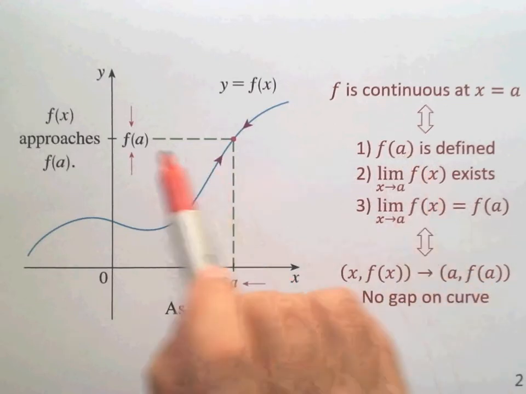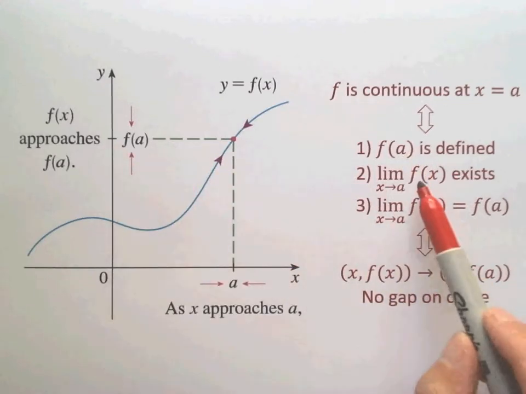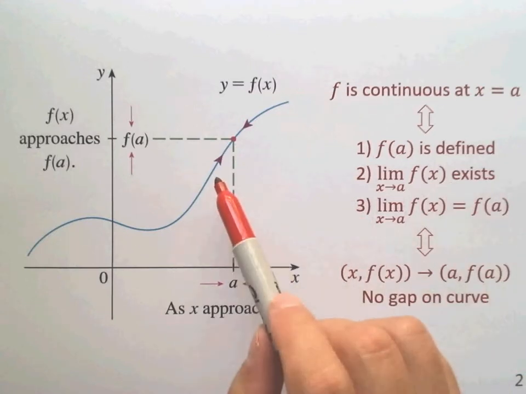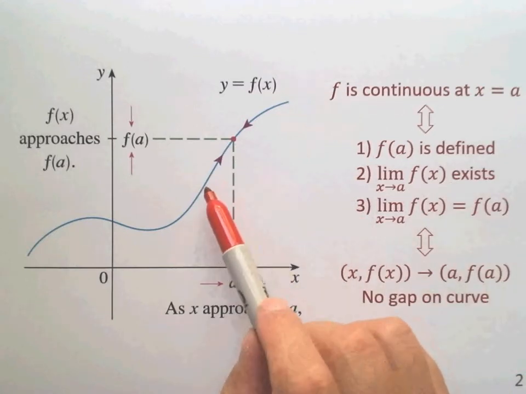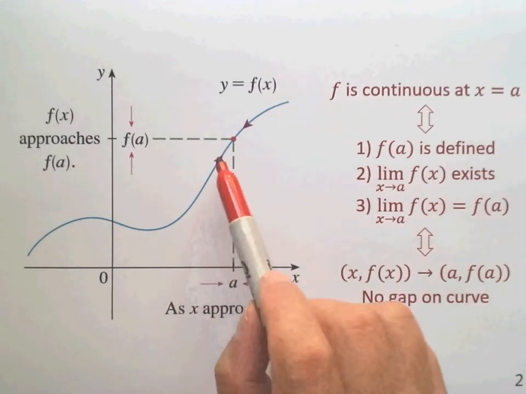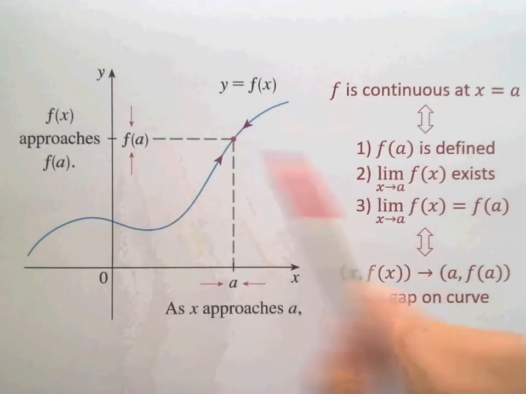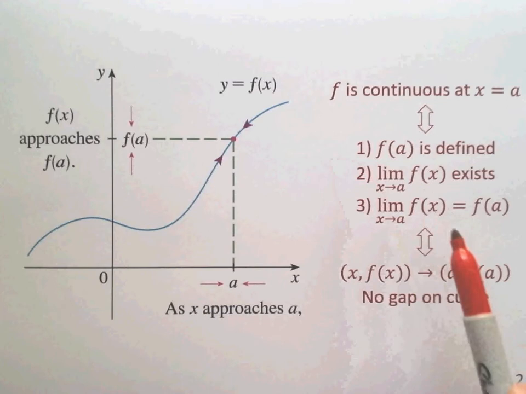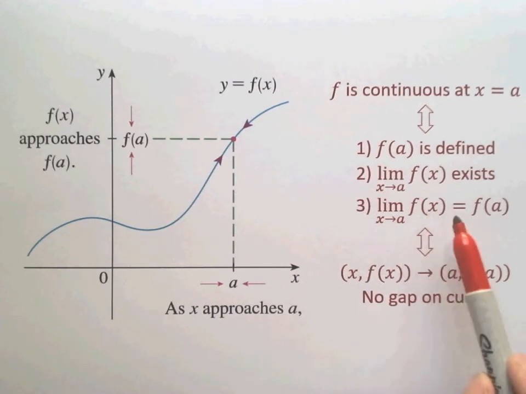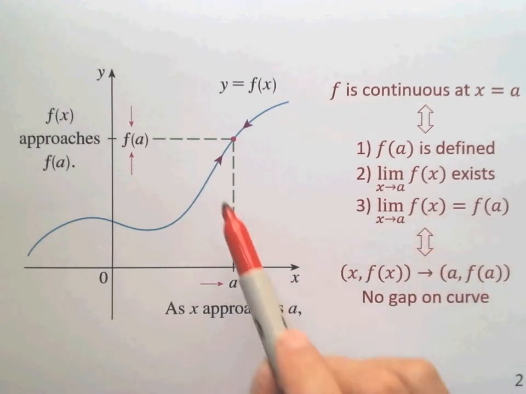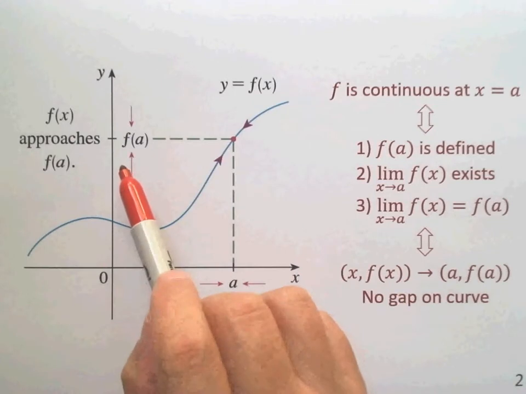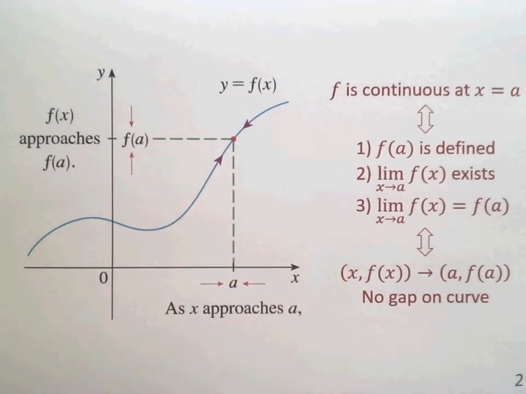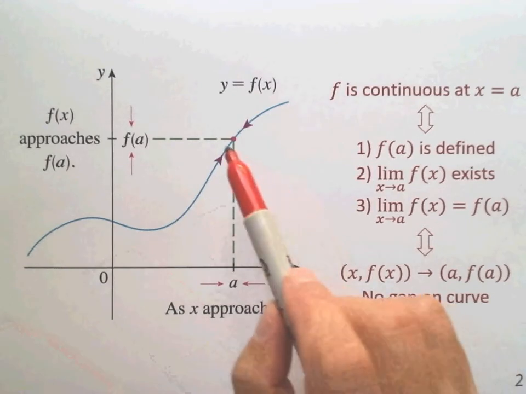The second, does the limit exist? Yes. Why? Because when x approaches a, the left limit equals the right limit equals f(a). Good, the limit exists. The third, does the limit equal f(a), the value of the function? Yes. Can you see? The limit approaches f(a), the value of the function. Okay, definitely this is continuous.